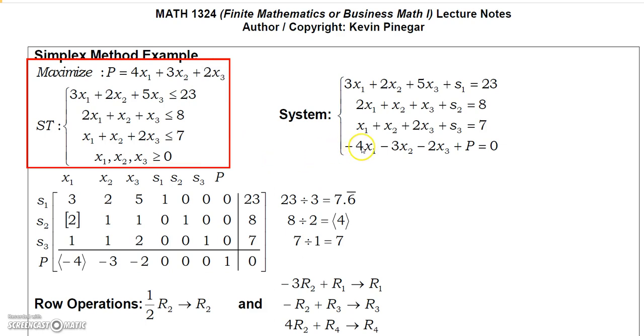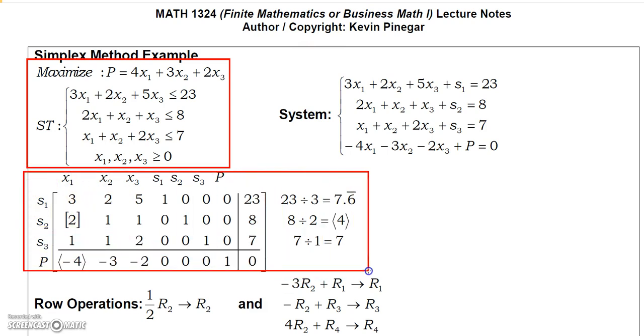All right, now I'm going to put this in a tableau. So let me highlight that for you so you can see the tableau. So here's the tableau that I'm going to put it in. So notice I've identified the columns for x1, for x2, for x3, and then for S1, S2, S3, and P. These kind of got shifted a little bit, but these are the columns. And then, so I just put in the coefficients of these variables.